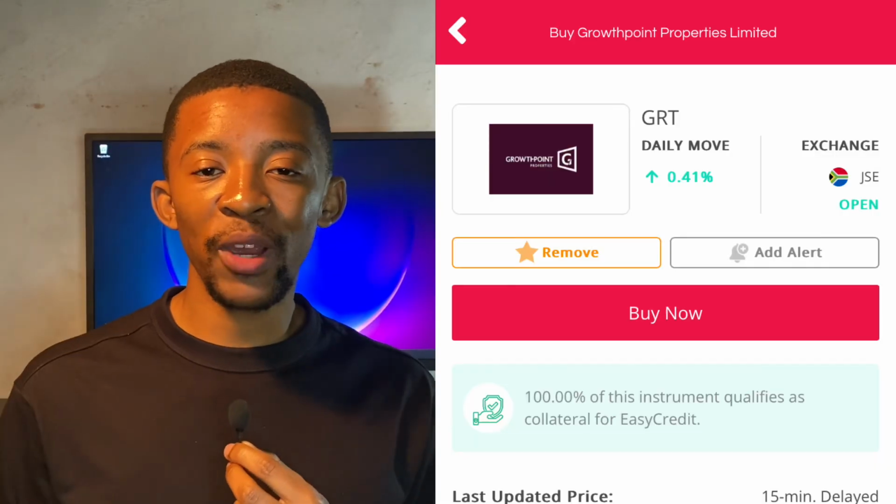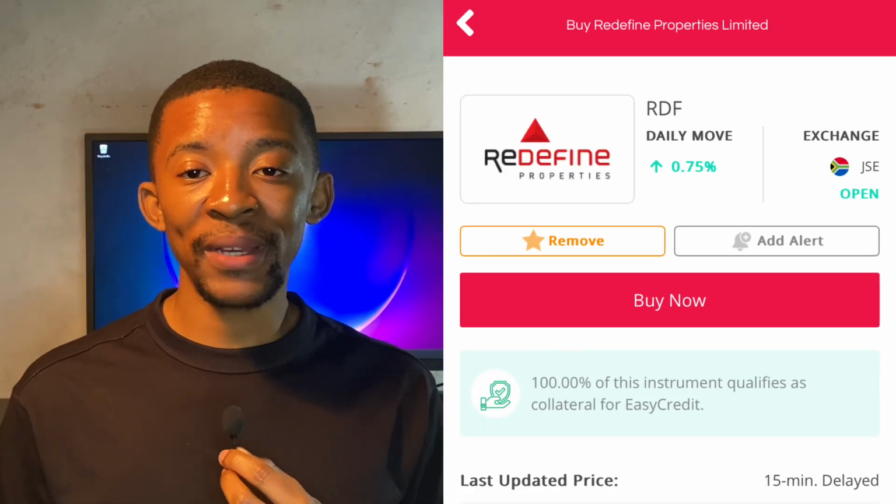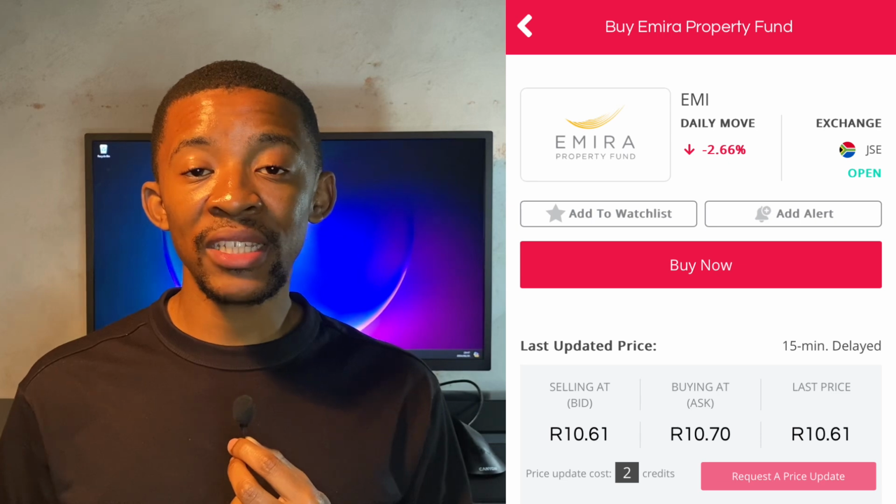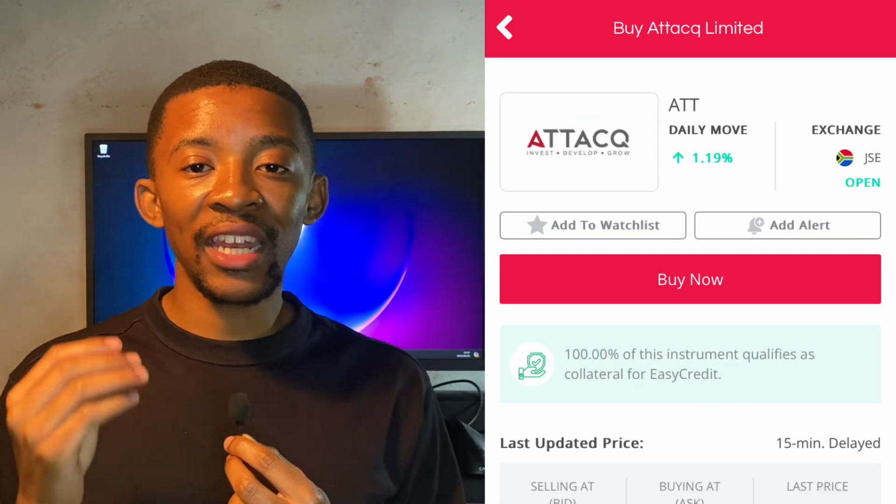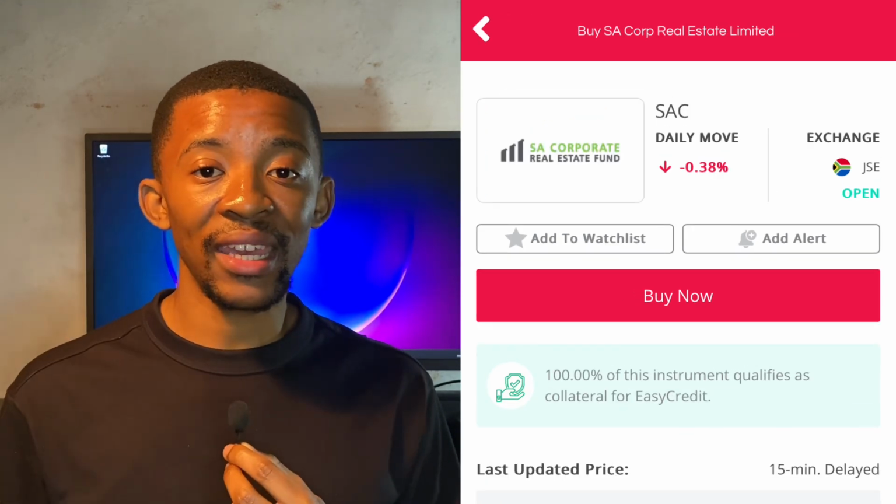So the first one is Growth Point Properties, the second one is Redefine Properties, the third one is Emira Properties, the fourth one is Attacq Limited, and the last one is South African Real Estate.